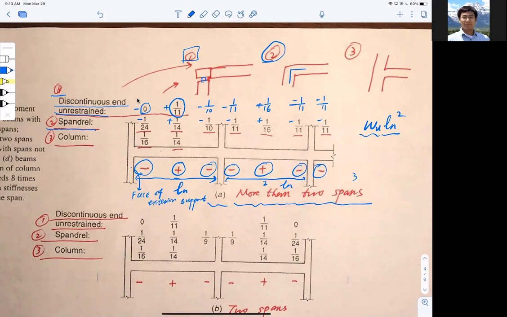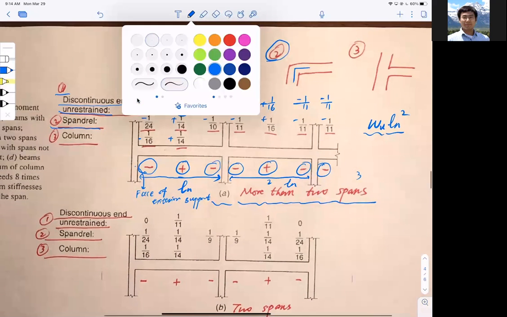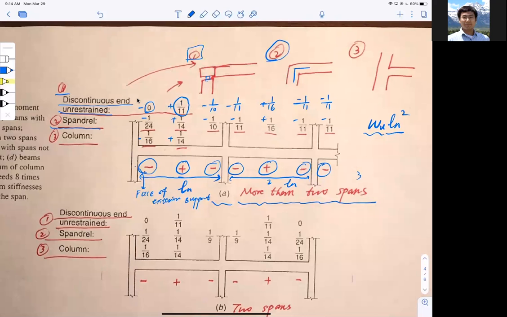For case 3, this is negative 1 over 16, positive 1 over 14, negative, this software sometimes is crazy. Hold on, give me 1 second. Let me fix this. Okay, so this is negative 1 over 10, negative 1 over 11, positive 1 over 16, negative 1 over 11, negative 1 over 11. And don't forget, all of them are coefficients in front of omega u ln squared. That is how we use this table.